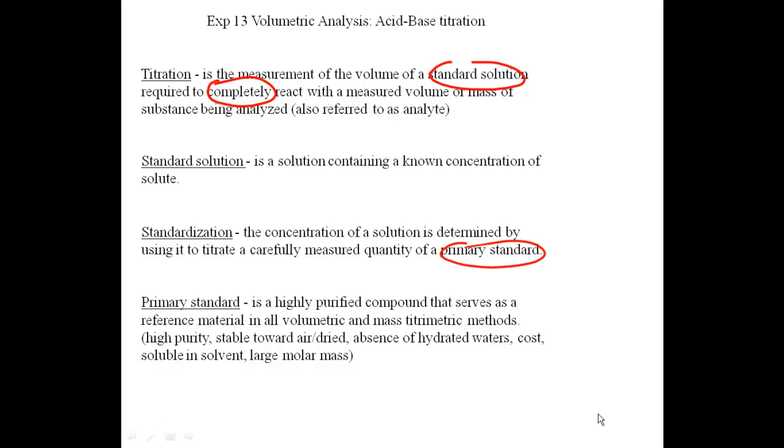The reason that we need a primary standard in the standardization process is that we need something we're confident of the concentration of. That way, when we do the standardization process, we're confident of the concentration of the solution that we're standardizing. Now, there are not many primary standards that fit that category of high purity, stable, etc. And there are some useful reagents that do not fit primary standard conditions. Examples: HCl, sodium hydroxide, silver nitrate. These are reagents that we use many times in titration processes, but are not primary standards.